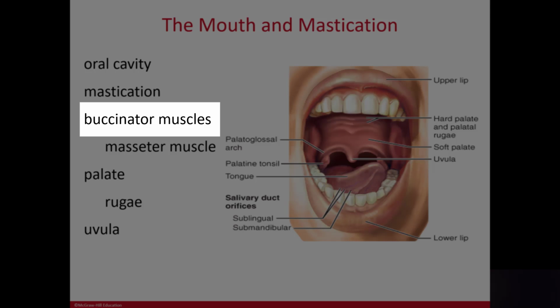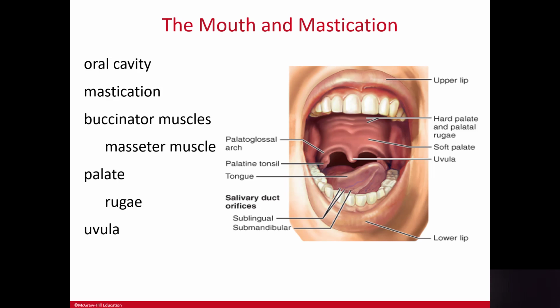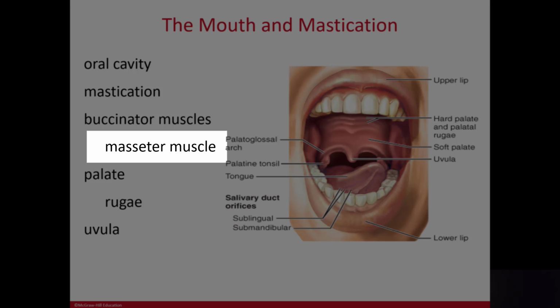We have buccinator muscles. Those muscles are located in the cheeks. The main buccinator muscle is the masseter muscle located in the cheek. It helps to close the mouth.